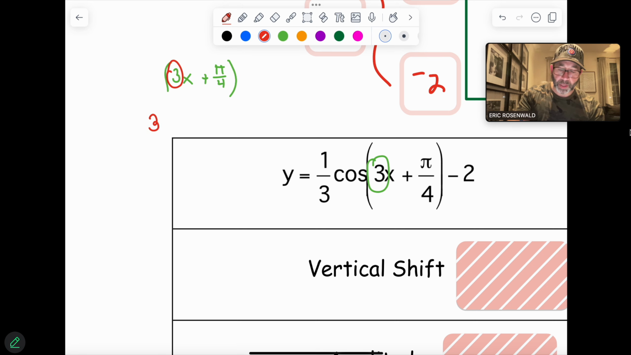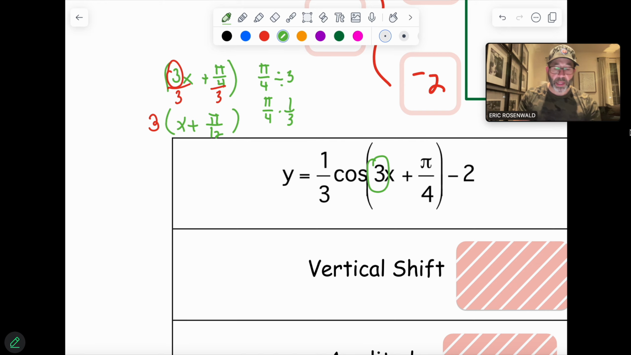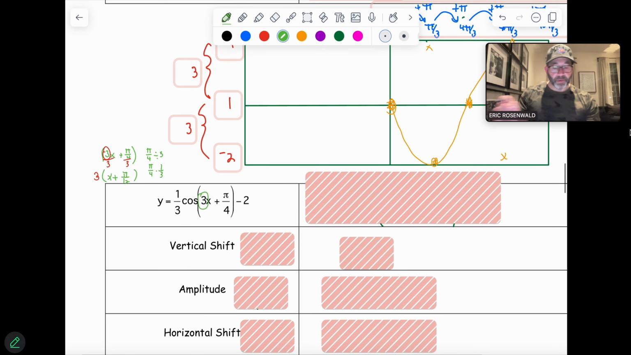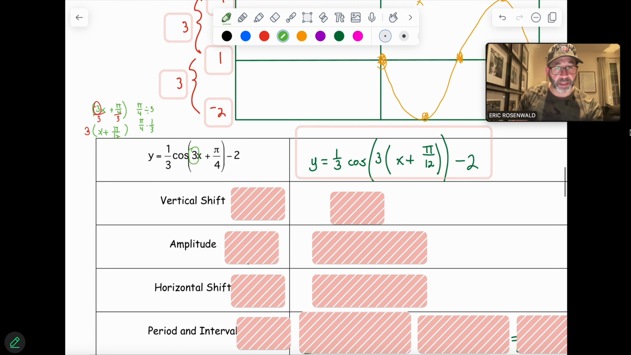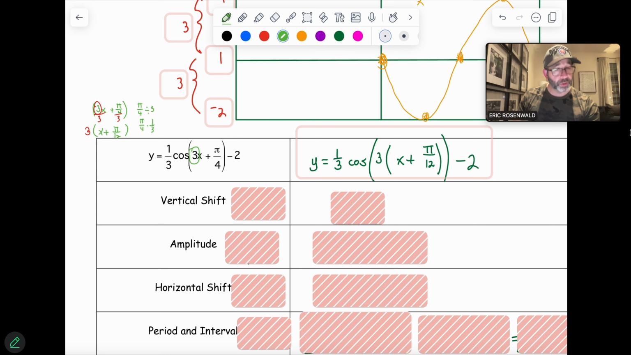We're going to have a 3. And when I do this, we're going to divide everything by 3 to factor that out. What will happen is we're going to be left with an x, and that pi over 4 divided by 3 is going to turn into pi over 4 times 1 over 3. So we just end up with a pi over 12. Okay? The final picture or equation is going to be 1/3 cosine 3x plus pi over 12 minus 2.